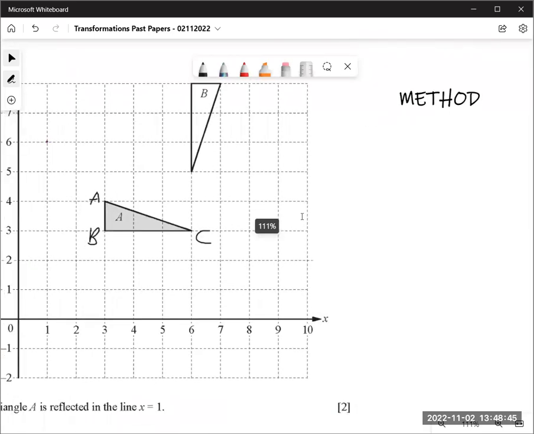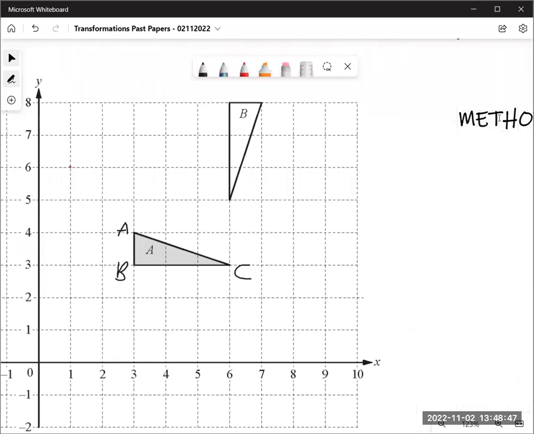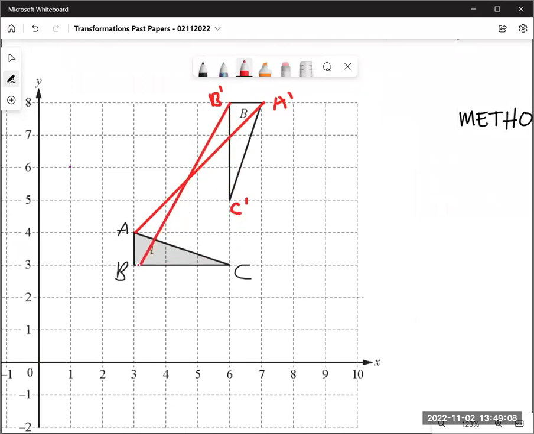Now look, this is how we solve it. All you have to do is take 2 points. Choose any 2 points. Let's label this as well. This is A dash, this is B dash, and this is C dash. Fine. Now let's join these points together: A dash with A, B dash with B, C dash with C. Is that correct? Yeah, that's correct.